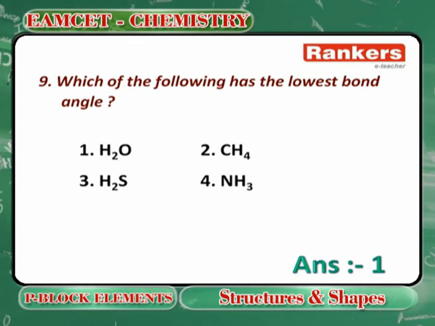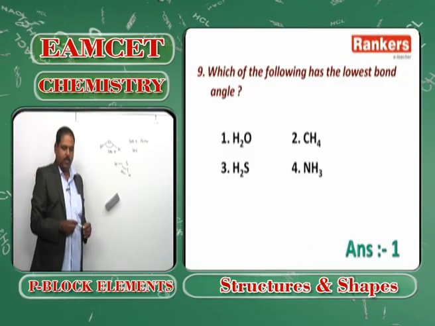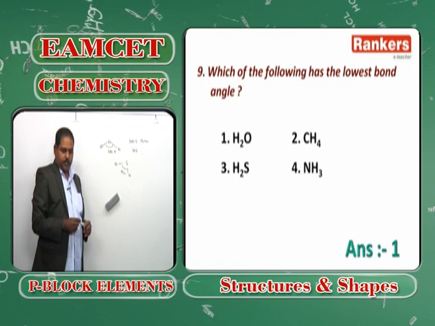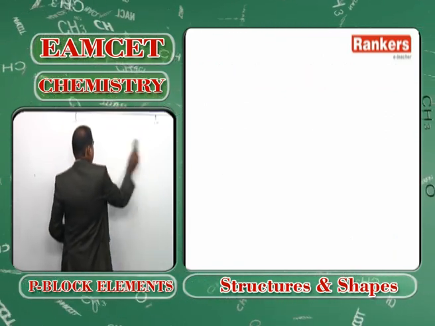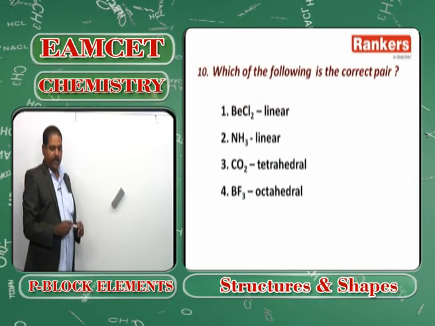Which one of the following has the lowest bond angle? No, the answer given is wrong. The answer should be H2S. The answer given on your screen will be corrected.